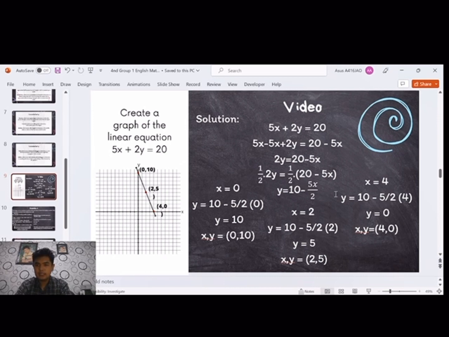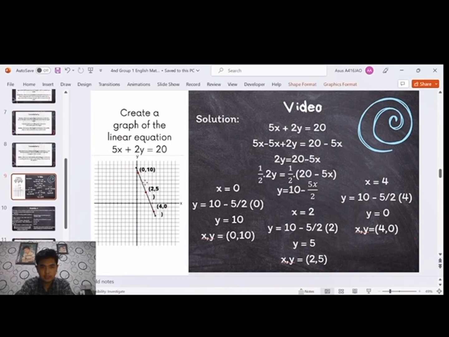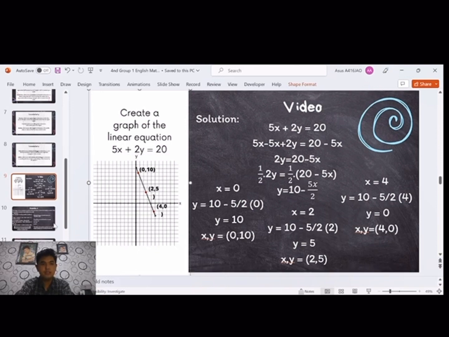Next is x equals 4. y = 10 - 5/2 times 4. So y equals 0. (x, y) is (4, 0). So here is the graphic.